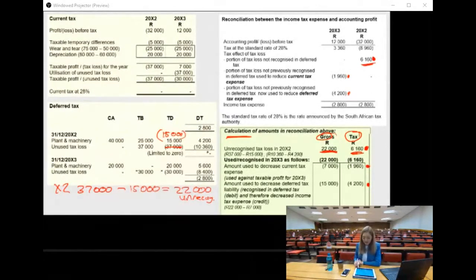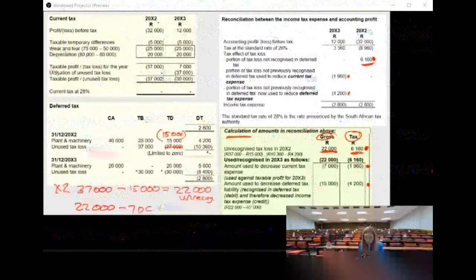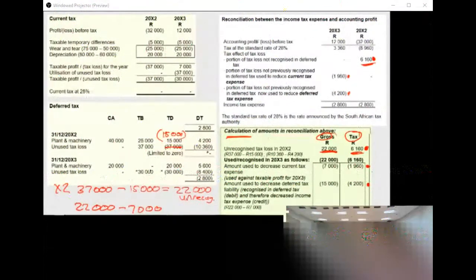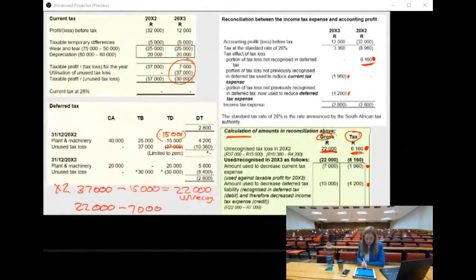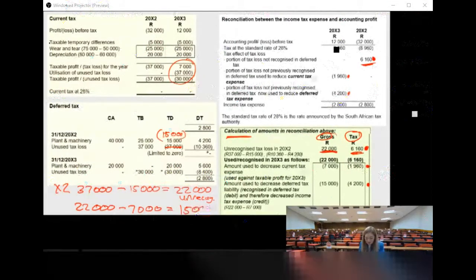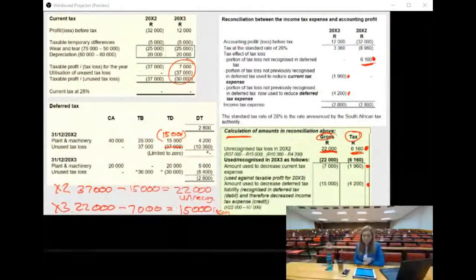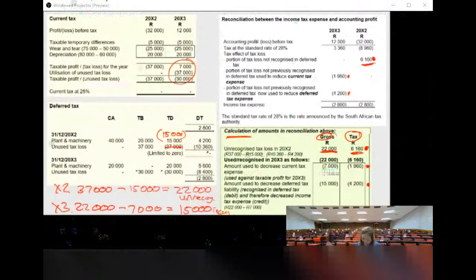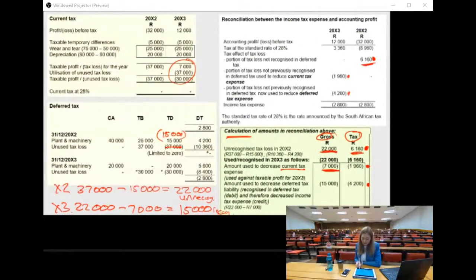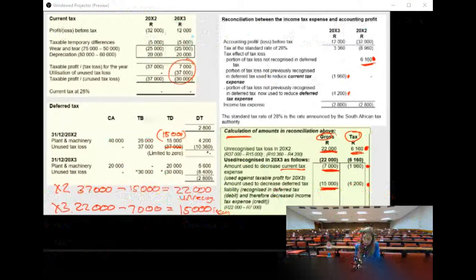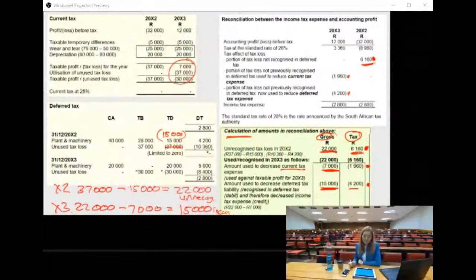Now in the current year, we are saying, okay, of that 22,000 that was unrecognized, we first of all used 7,000 to pay less tax, or to pay no tax, in 20X3. And that leaves us with 15,000 that we are now recognizing in 20X3. So there's the 7,000 that's used to decrease the current tax expense, and there's the 15,000 that we are now additionally recognizing that we could not recognize in the prior year. The tax on that is 4,200.